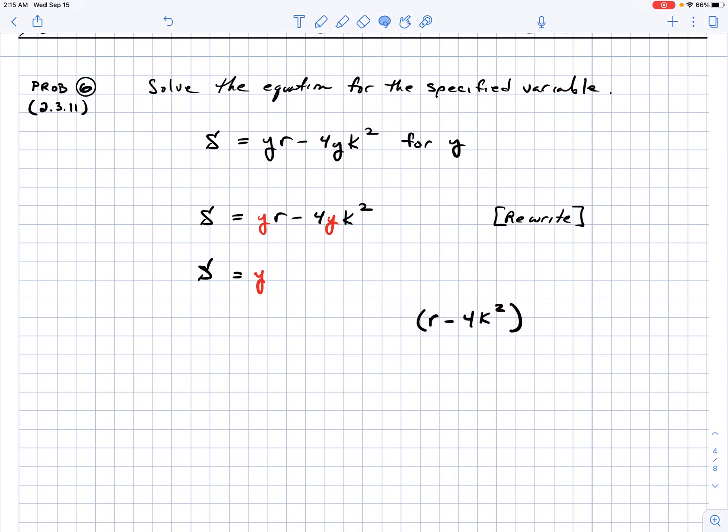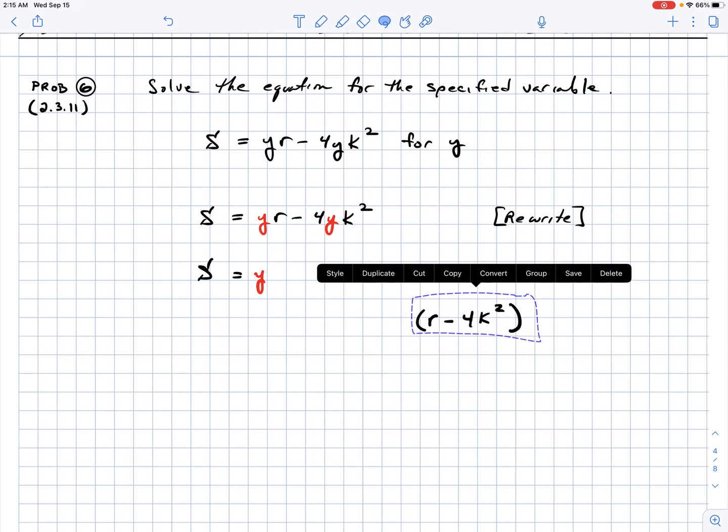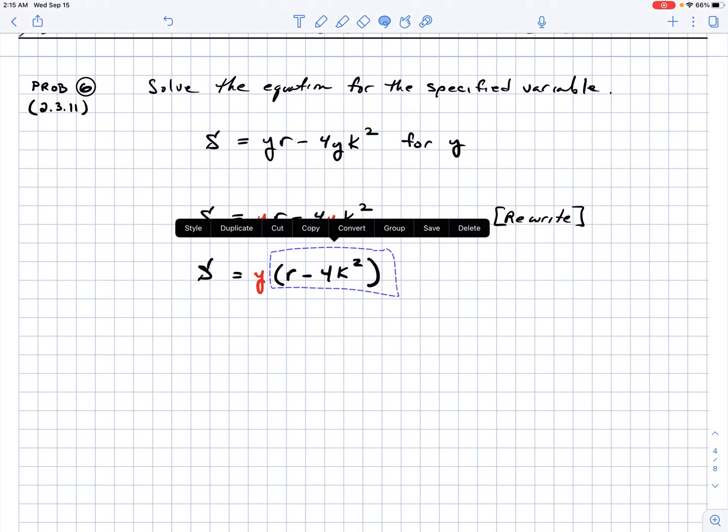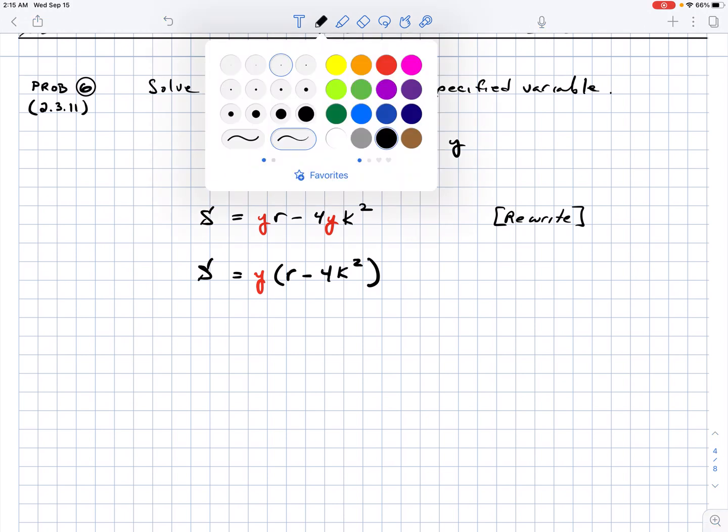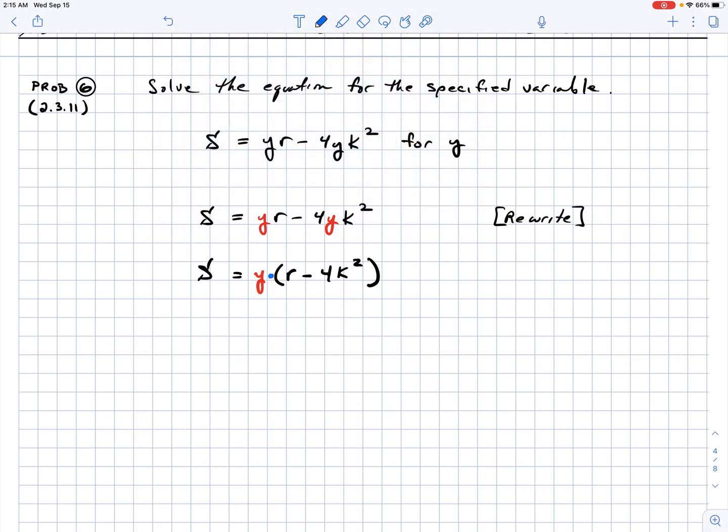So, could be like 2 plus 3 is 5. In this case, we have r minus 4k squared, but a little different. So I put it back there, and now I look at what's going on between the variable of interest that I have and what I want to get rid of. And what I clearly want to get rid of is that quantity of the r minus 4k, this right here. We want to get rid of that. Why? Because we want to get the y alone.